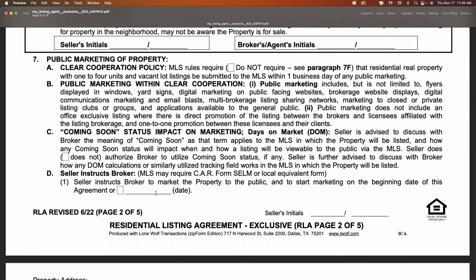I don't know off the top of my head. That date I write in there, which means I don't do anything with it. I put it as registered in the MLS, but then I don't market it as coming soon or active until that date that is stated here in paragraph 7D, okay?